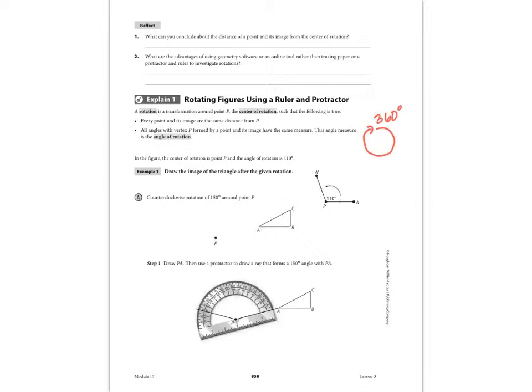The direction I go is also important. So the way that I drew my arrow, my circle, is I went in the clockwise direction. The only other way you can go was counterclockwise. But it is important which way you're going to know where your new image is going to be.